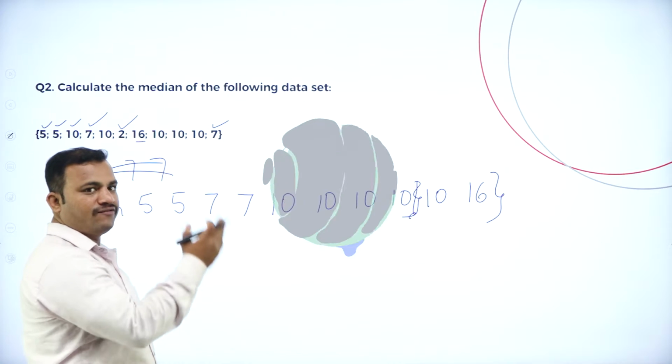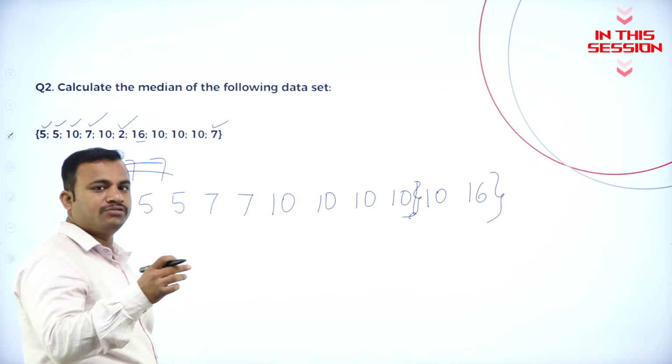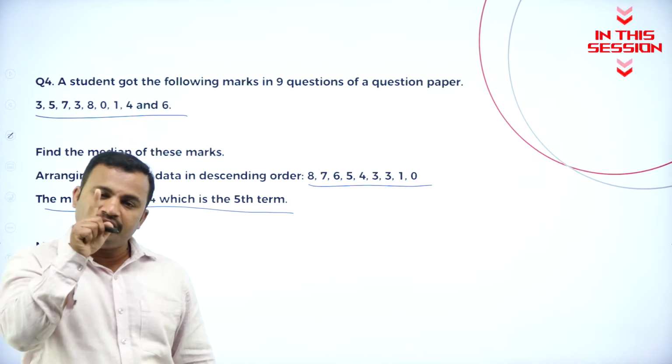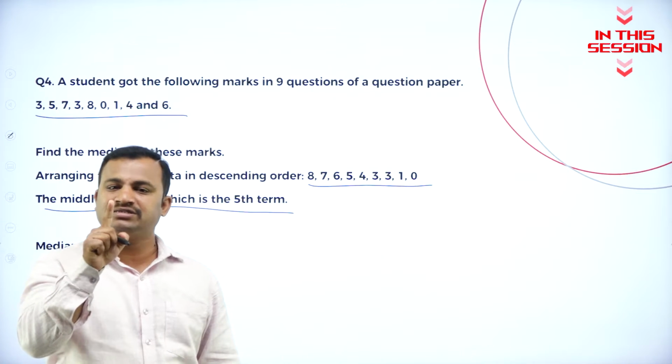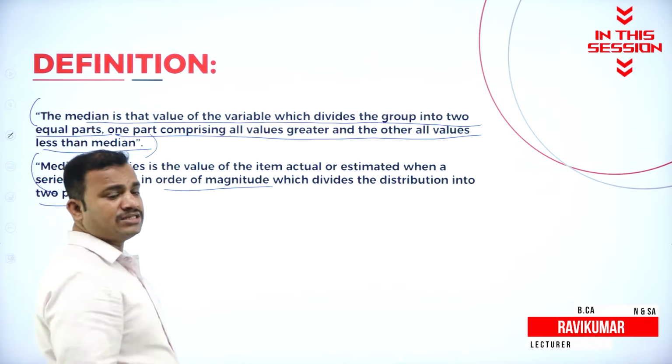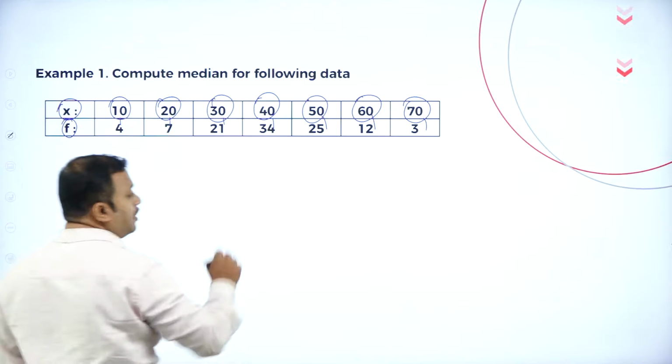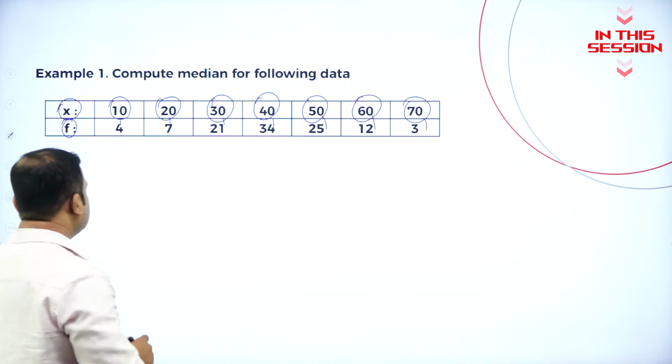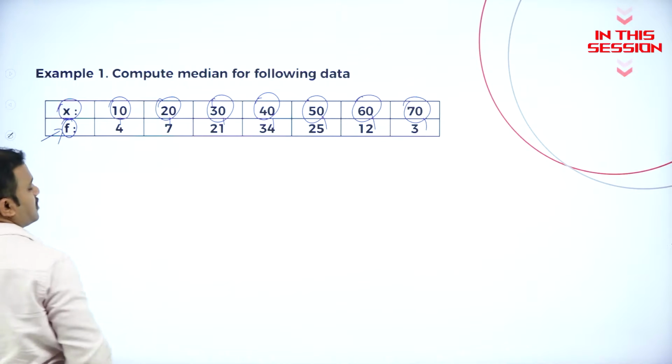5 items towards left and 5 items towards right will come to the total number of items of 10. We will be considering only the center, that is the middle of the data items, order of magnitude, which divides the distribution into two parts. In order to calculate the median of these items, we will consider the weights associated.